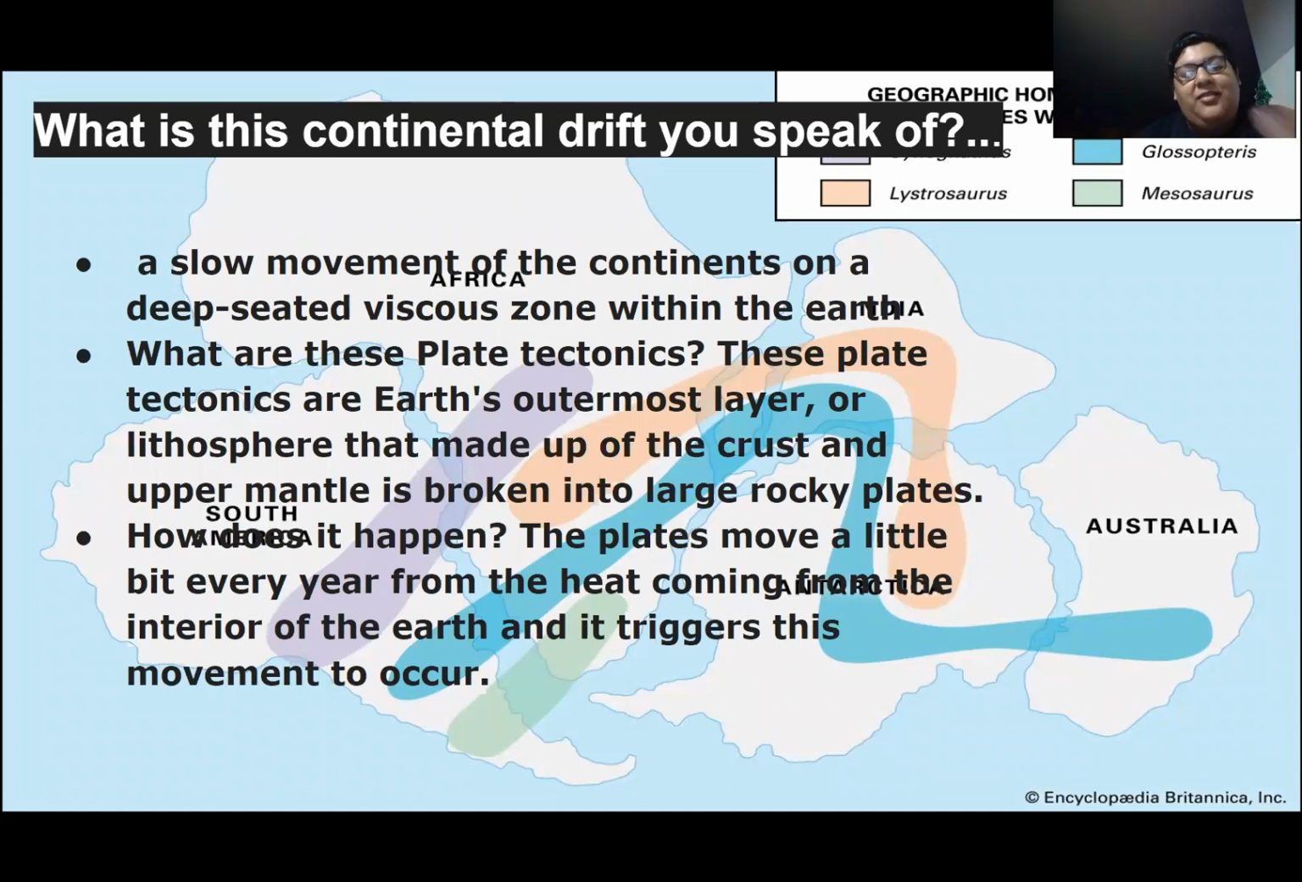What are plate tectonics? Like I said, tectonics of the Earth's outermost layer, the lithosphere, that made up the crust. So pretty much it just breaks up into rocks, breaks up more, goes in different directions. How does this happen? Like I said, it moves a bit every year. So maybe a few years from now we might be farther than we are now. Australia might be going way farther. Antarctica might be going farther down. We'll just see in a few years.